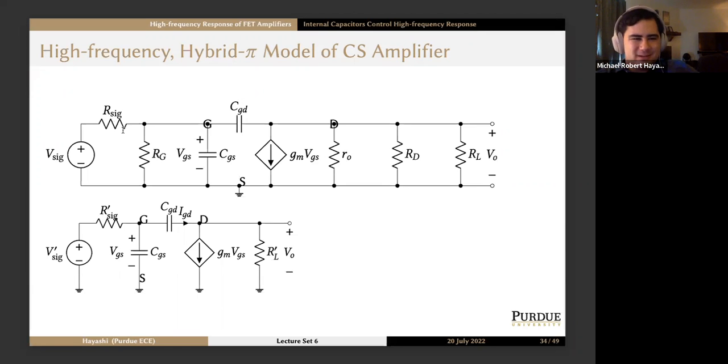By Thevenin's theorem, we can replace everything to the left of CGS with a single voltage source and a single resistor. So I'll get V sig prime and R sig prime, where V sig prime is RG over (R sig plus RG) times V sig. And for R sig prime, remember that in Thevenin's theorem we turn off sources when finding the equivalent resistance, so R sig prime is just R sig parallel RG. And by the parallel resistor formula, RL prime is R sub O, RD, and RL in parallel. We're left with this circuit, which looks a little more tractable.